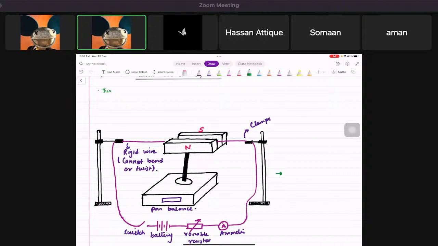Okay, now, this apparatus measures the magnetic force on a current carrying conductor placed perpendicular in a magnetic field.